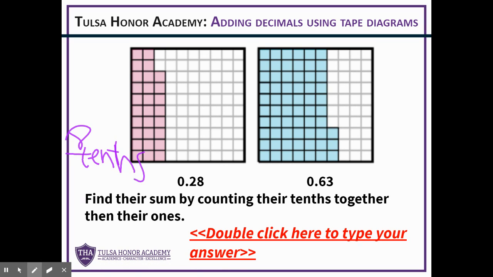Sorry, that's written really badly. And then we're going to add the ones. So we have 8 ones over here, and then we have 3 ones over here. If we add 8 plus 3, that would equal 11. So that means we have a tenth to give to the 8. So we're going to make that 9 tenths. And then we have 1 left over. So that would make our answer equal to 0.91.